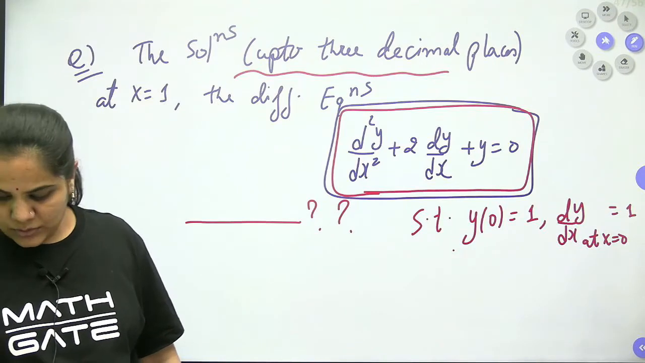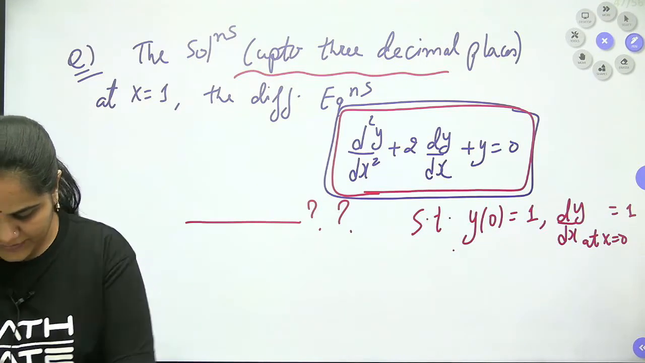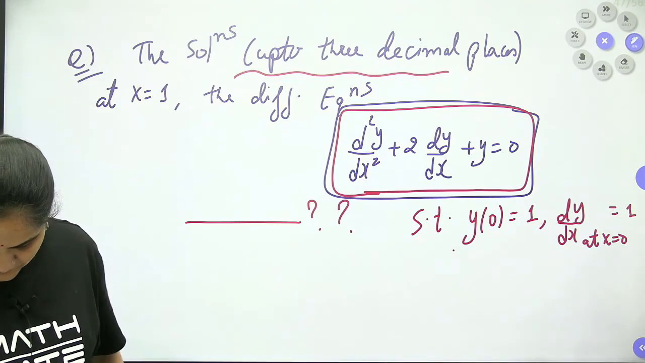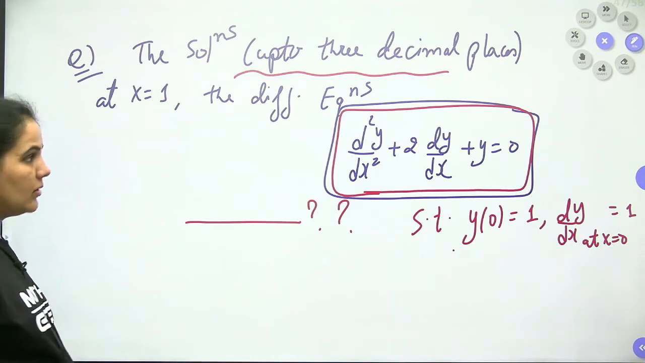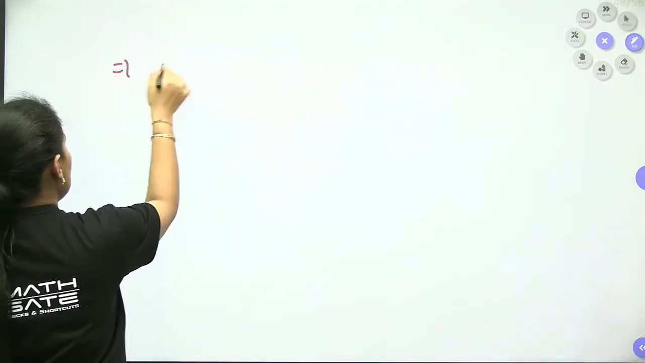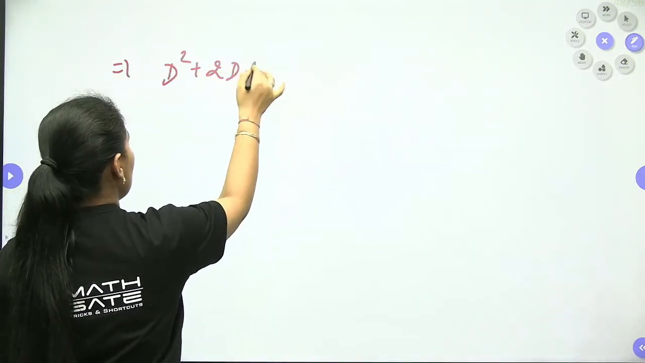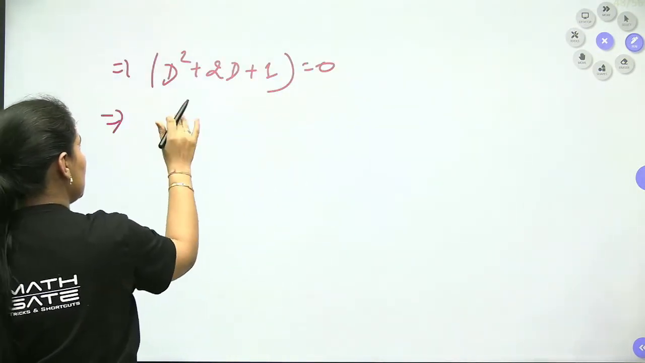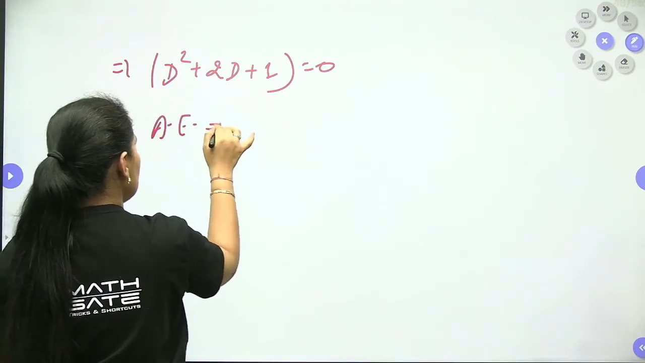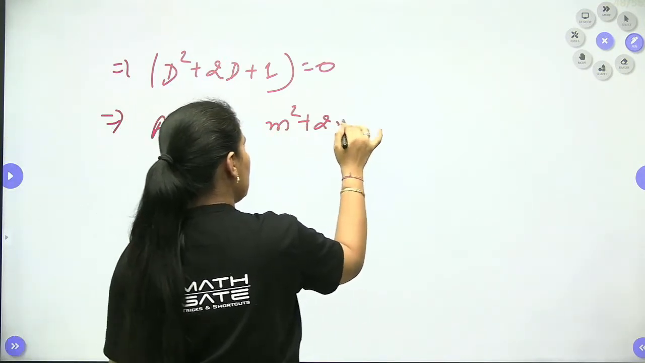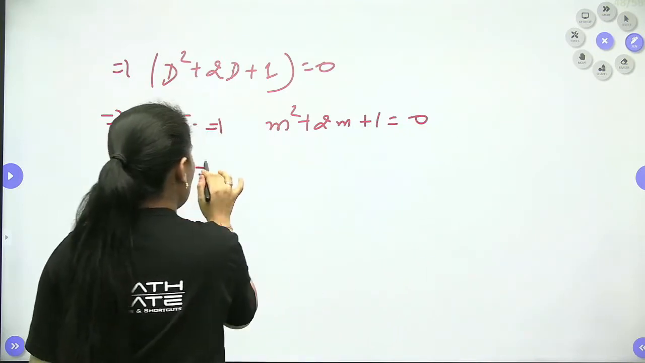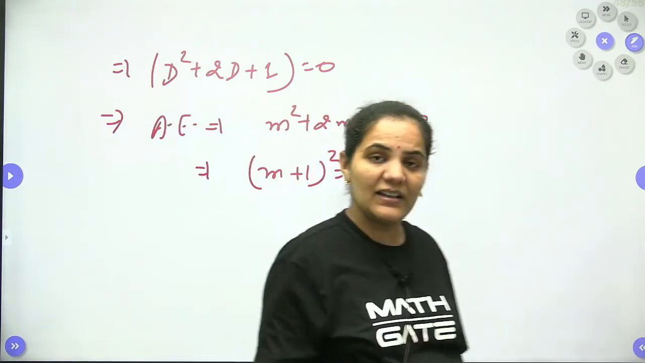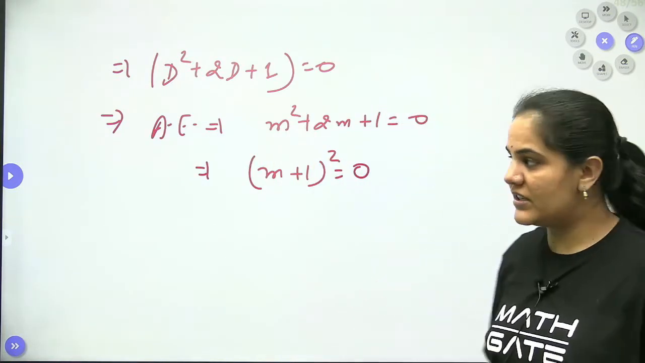Okay, so let's approach it. Definitely we can find the solution for this one also. The equation will be D squared plus 2D plus 1 equals 0. It's a very simple equation. When we find the auxiliary equation, it is m squared plus 2m plus 1 equals 0, which is nothing but (m plus 1) whole squared equals 0, isn't it?